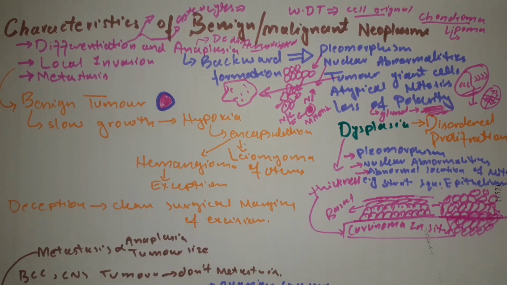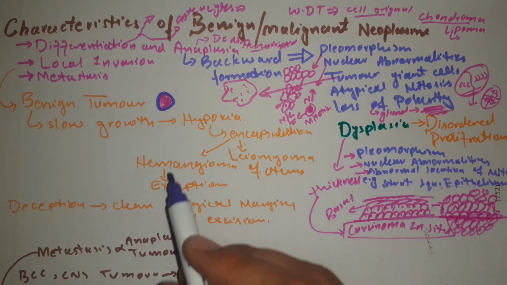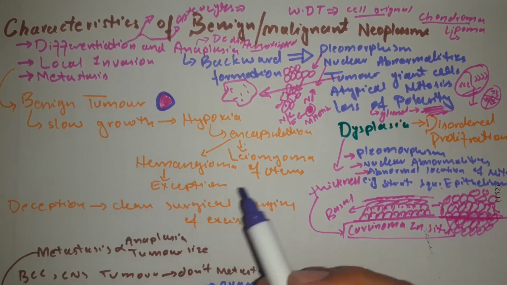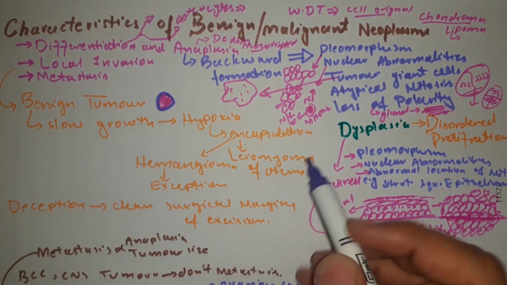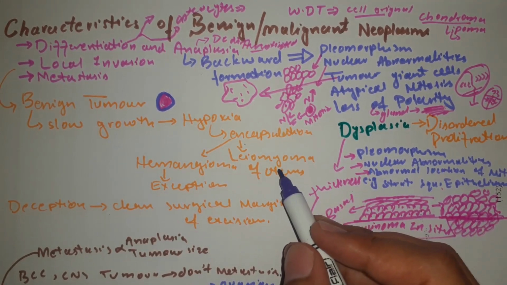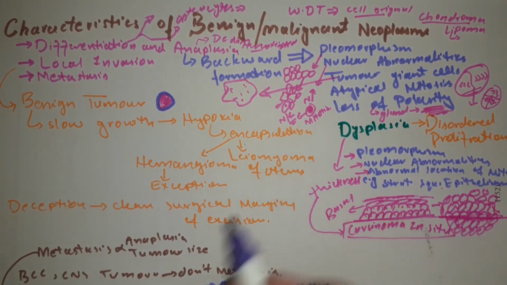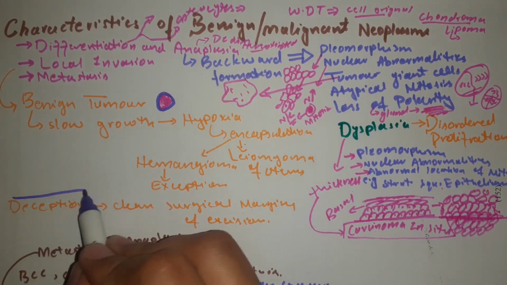However, it is not always true. Some tumors are not encapsulated, but they are also benign. For example, hemangioma. This is a non-encapsulated benign tumor. However, a leiomyoma of uterus is an encapsulated benign tumor. However, the malignant tumors are mostly non-encapsulated. Even if a malignant tumor appears to be encapsulated, it can be a deception.